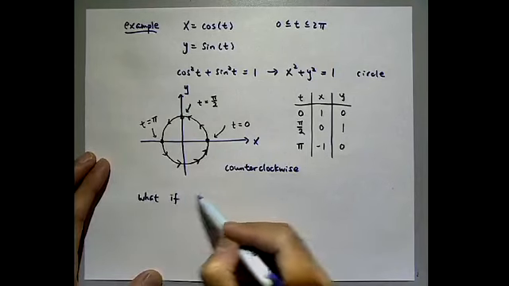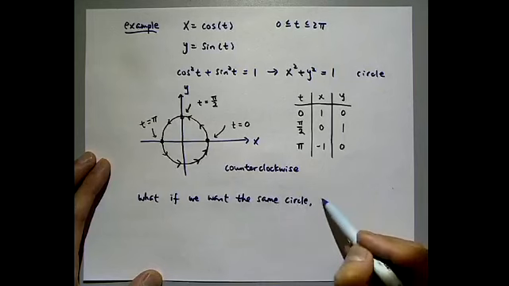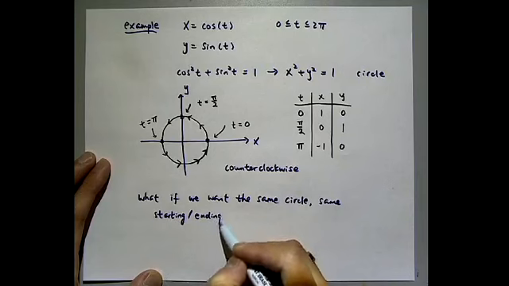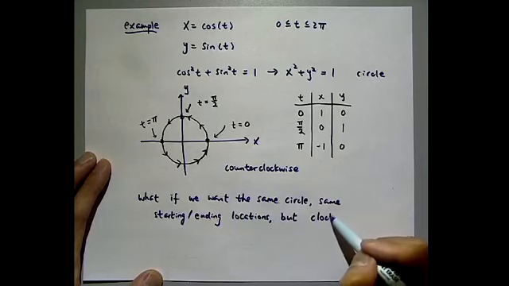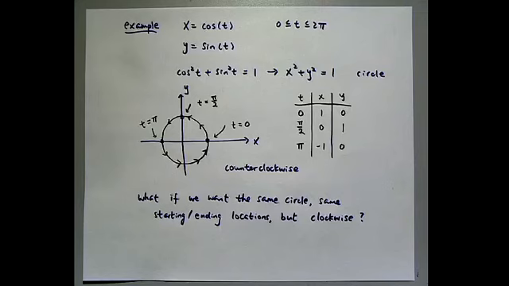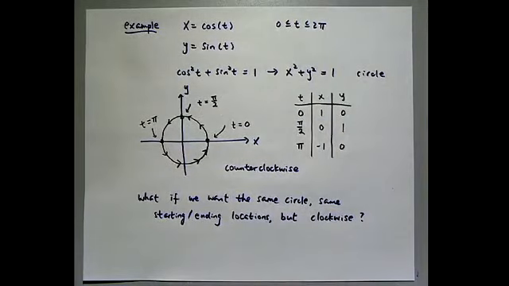Now, what if we want the same circle, same starting and ending locations, but I wanted to go clockwise? Same shape. I still want to start here. I still want to end here. But I don't want to go that way. I want to go this way. What do you think? Multiply by 2. So change t to minus t. Okay? And why would that work?